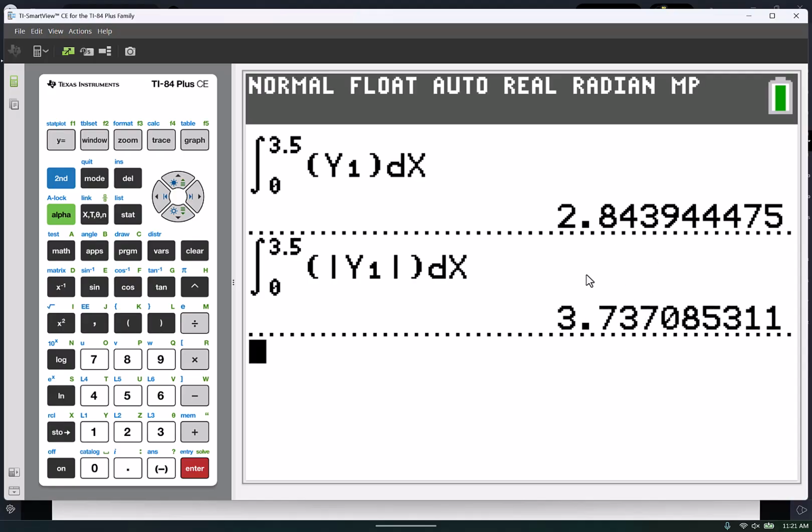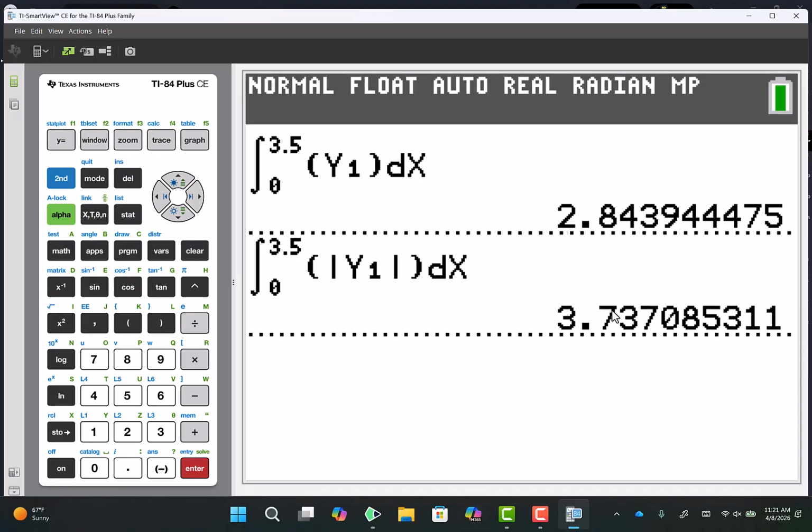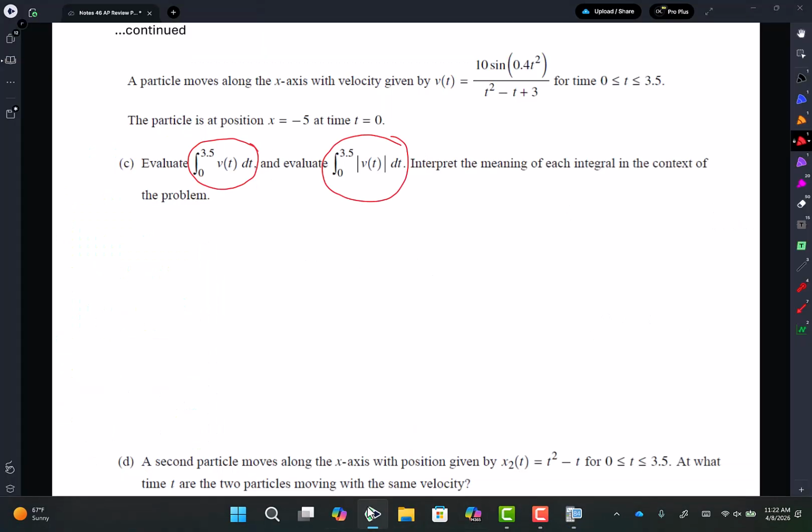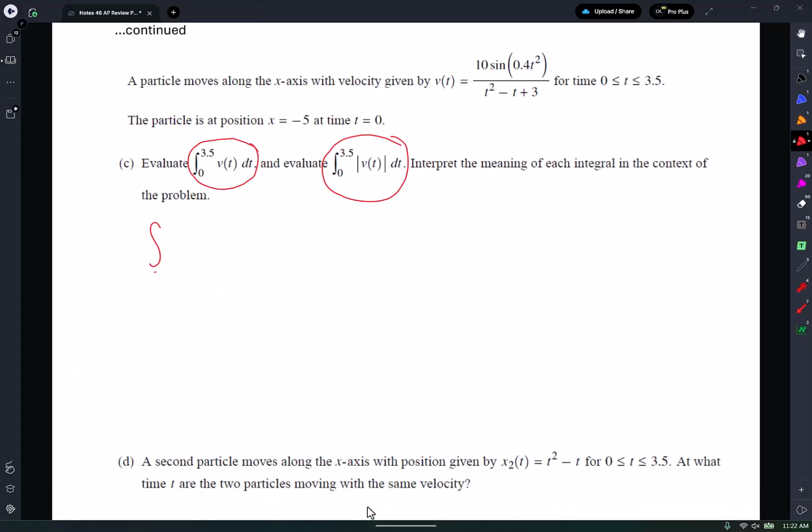What's the difference between both? Which one's what? Yep, there it is. That's what I would write. First it wants me to evaluate 0 to 3.5 of V of t dt equals, and then give me that number, guys. I already forgot it. 2.8439. How many digits after the decimal? At least 3. You can put as many as your heart contents, but at least 3. Let me go to the other one. 0 to 3.5, absolute value of V of t dt. Give me this one.